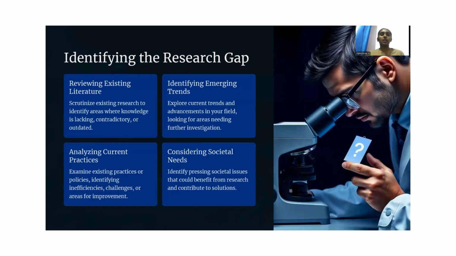Identifying the research gap. Reviewing existing literature, identifying emerging trends, analyzing current practices, considering societal needs. Reviewing existing literature. Scrutinize existing research to identify areas where knowledge is lacking, contradictory, or outdated. Identifying emerging trends. Explore current trends and advancement in your field, looking for areas needing further investigation.